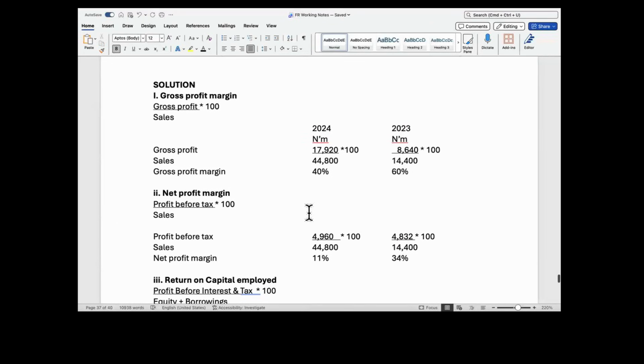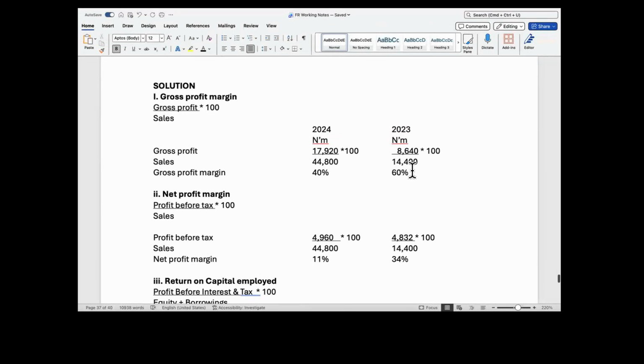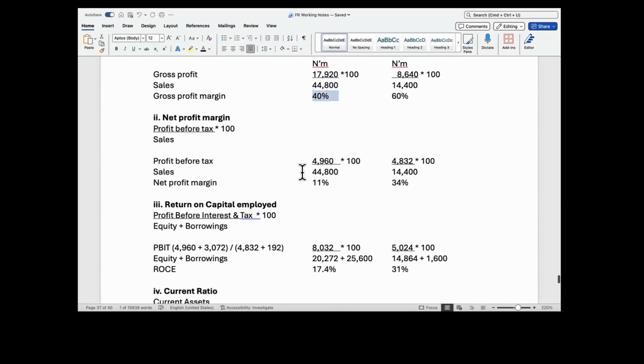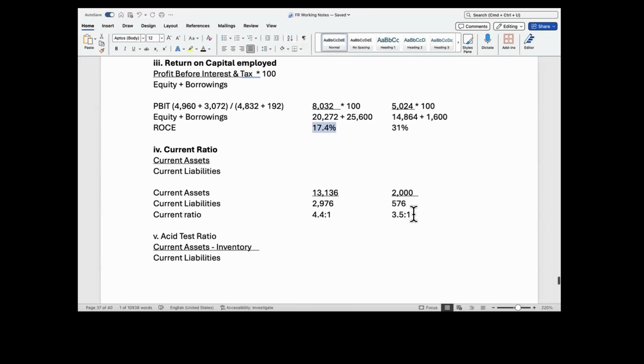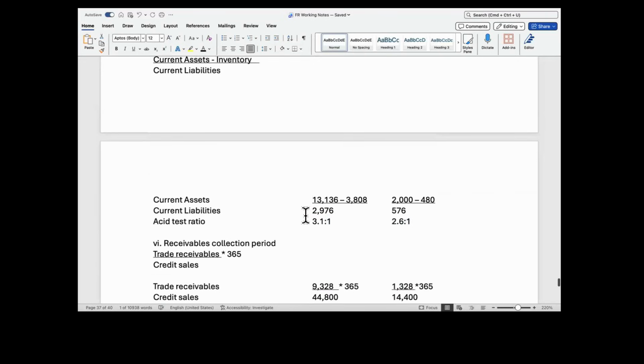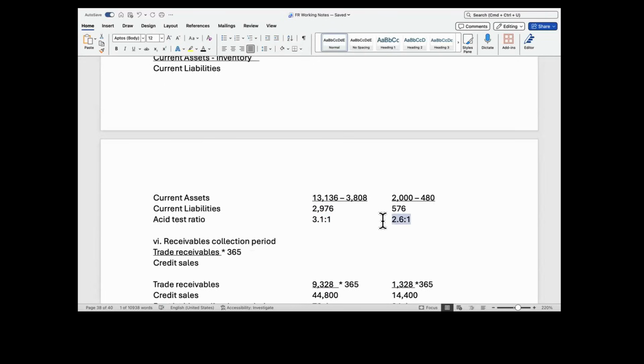If you look at the gross profit margin, in 2023 it was 60%. Now it is down to 40%. It didn't improve, it got worse. Net profit margin was 34%. Now it is 11%. It got worse. Return on capital employed was 31%. Now it's 17.4%. It got worse. Our current ratio was 3.5:1. Now it is 4.4:1. That improved. Our acid test ratio was 2.6:1. Now it is 3.1:1. That improved.